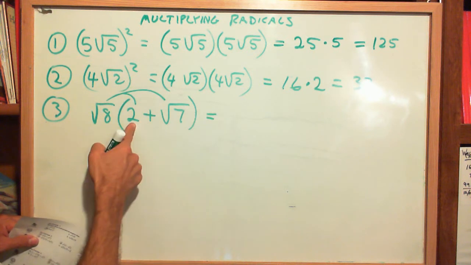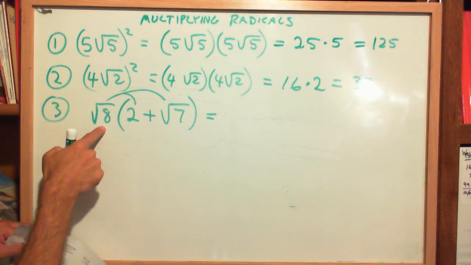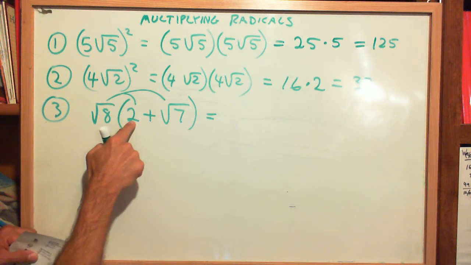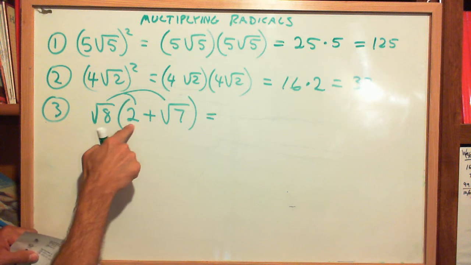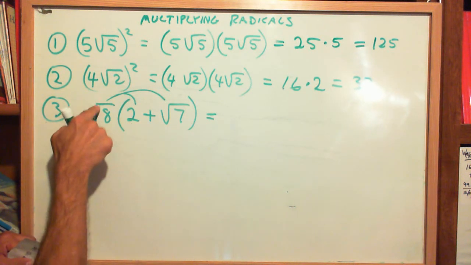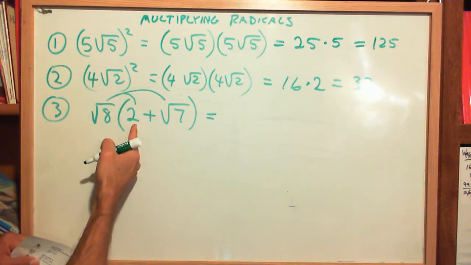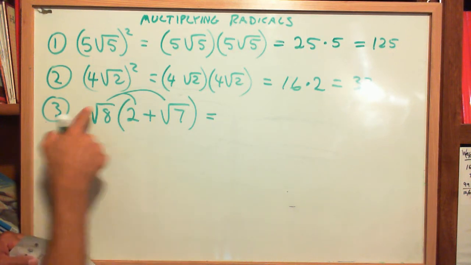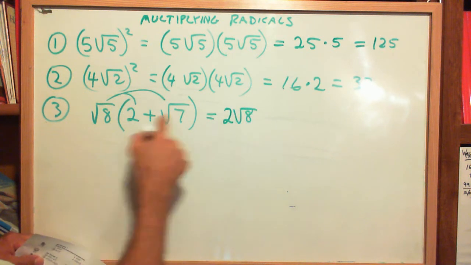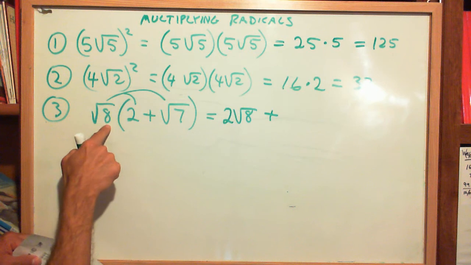Alright, so 2 times the square root of 8. I can't make that the square root of 16 because this is not inside a radical sign. So I can never touch that 8 with this 2 because this is outside of a radical sign. This is inside a radical sign. They're completely untouchable, right? So the only thing I can do is put the 2 on the outside next to it. So I have 2 square root of 8 plus square root of 8 times square root of 7.